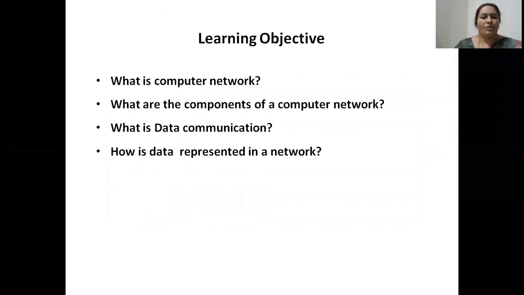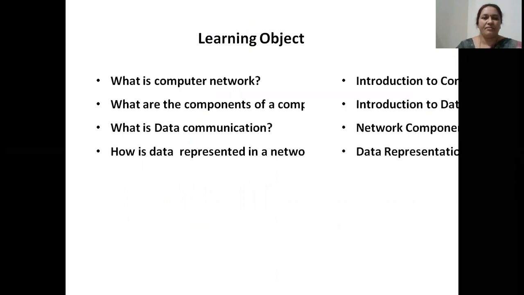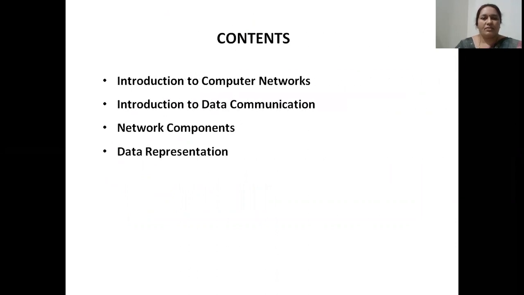In this video, you will be learning what is a computer network, what are the components of a computer network, what is data communication, and how is data represented in a network. So the main contents of this video are introduction to computer networks, introduction to data communication, network components, and data representation.